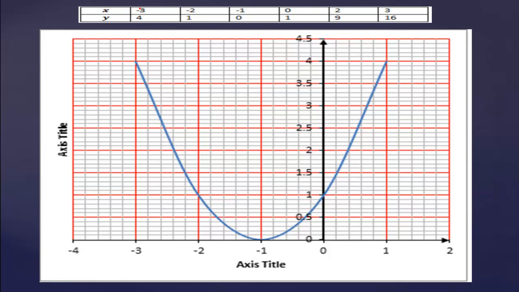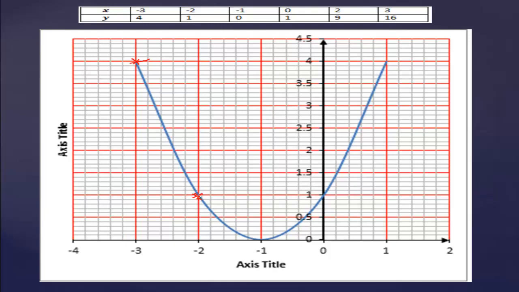When x is -3, y is 4. Are you getting me? This is it. When x is -3, y is 4. Are you seeing it now? And then when x is -2, y is 1. This is it. Are you seeing it?